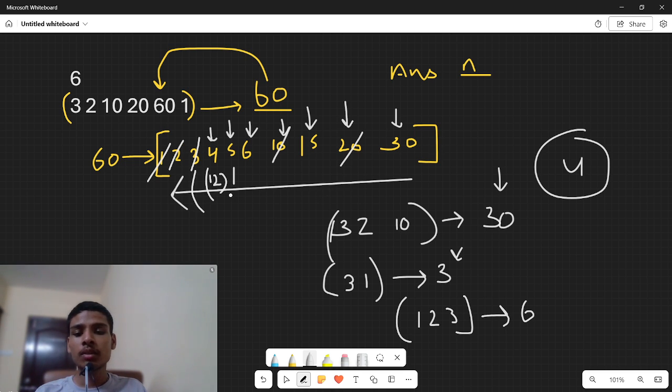So the only nominations for the largest subsequence are 4, 5, 6, 15 and 30. And among these nominations, 30 is generating the highest possible length, that is length 4. So that's why the answer is 4 only.